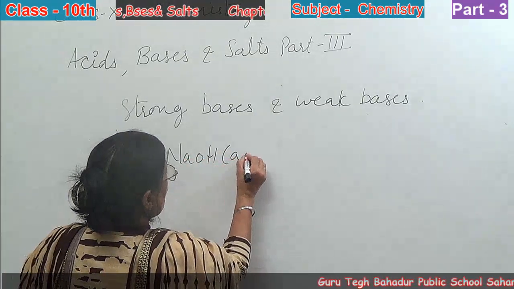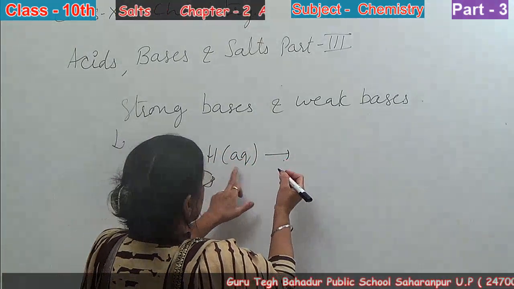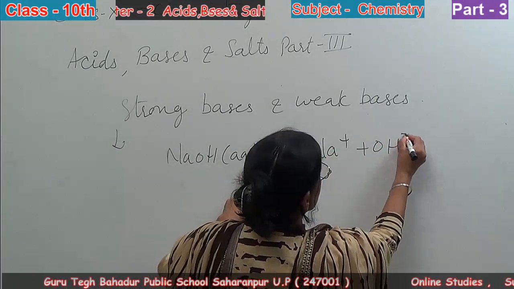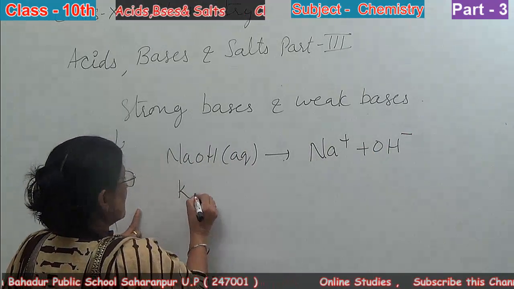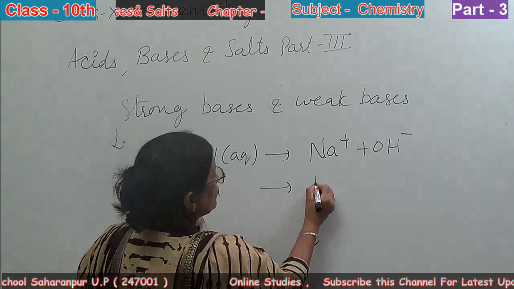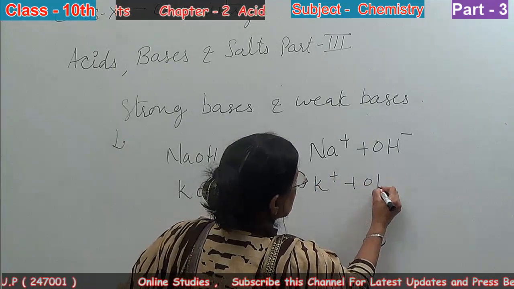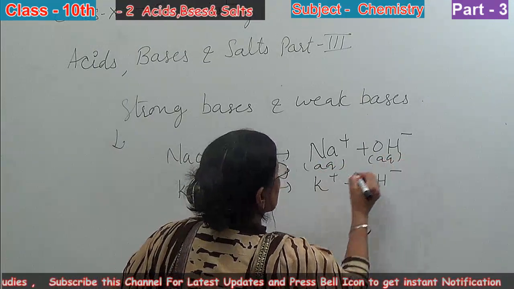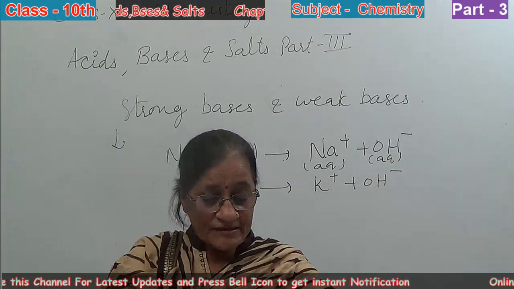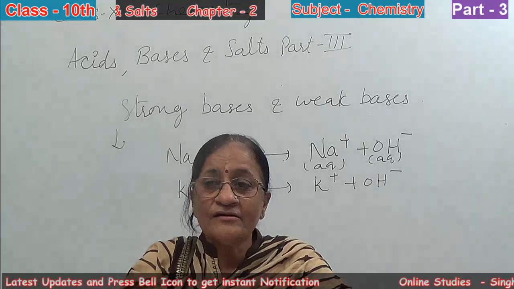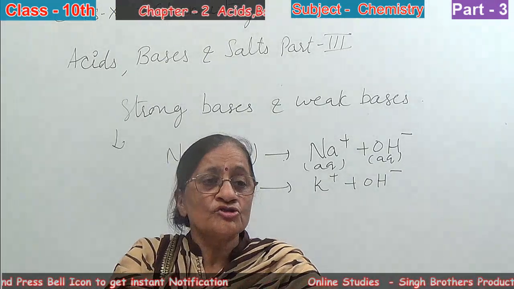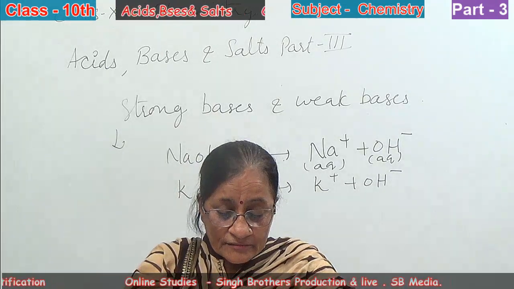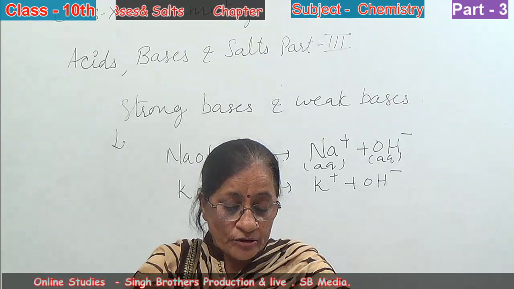NaOH dissociates in aqueous form into Na positive plus OH negative ions. Another example is KOH, which also forms K positive and OH negative in aqueous form. So, these are the strong bases, and as they are water soluble, they are called alkalis. So, alkalis are the bases which are soluble in water.